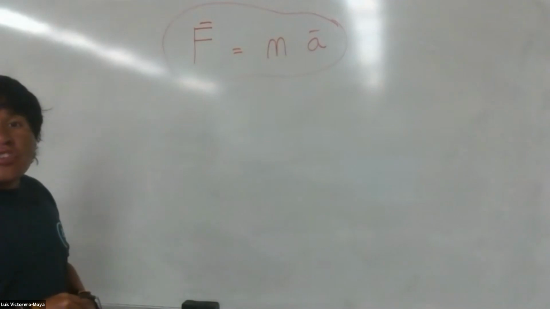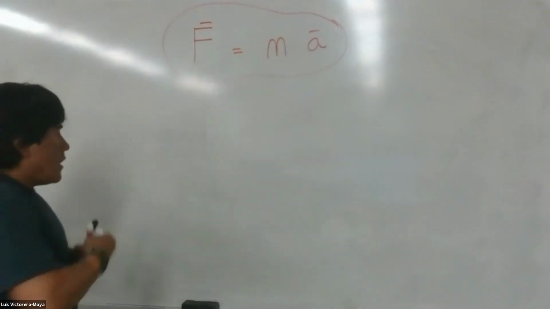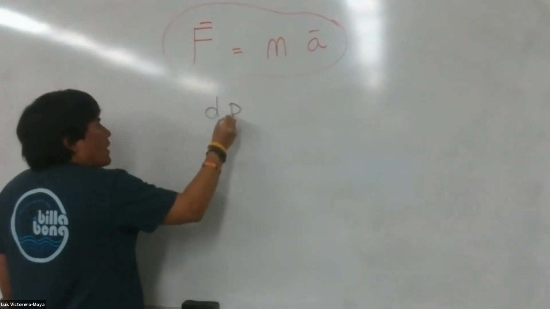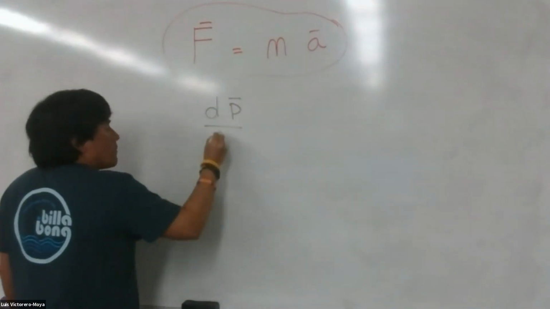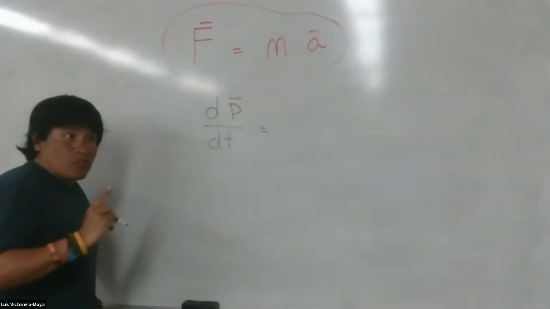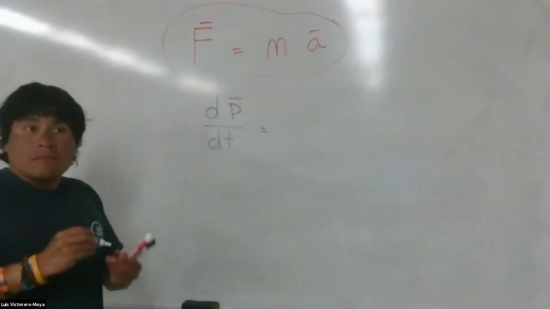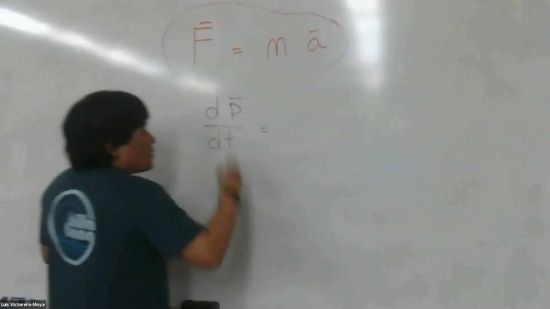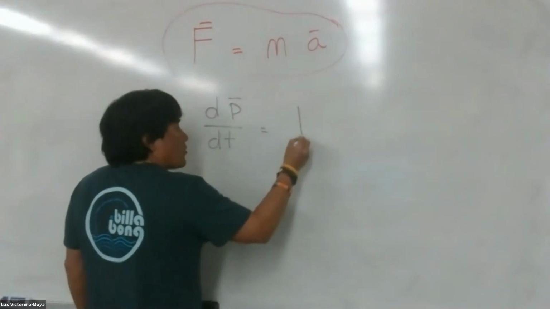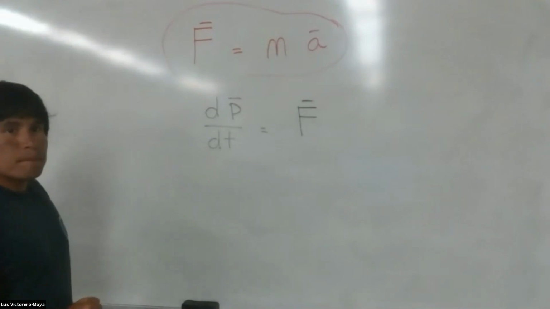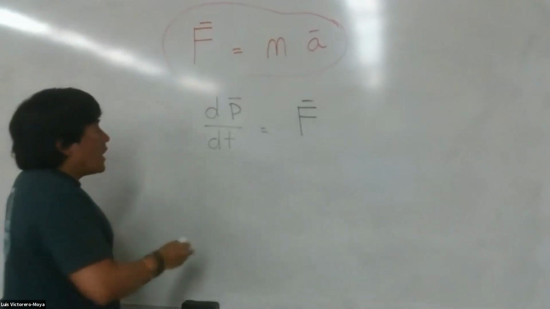The other version of Newton's second law is that the first derivative of momentum with respect to time, when there is a force acting on a body and moving the body, is equal to the force. Right? How do I know that?